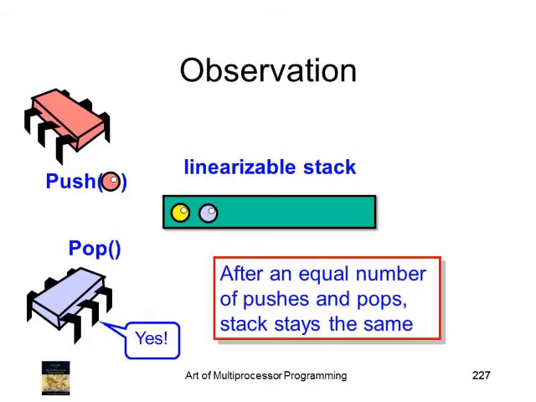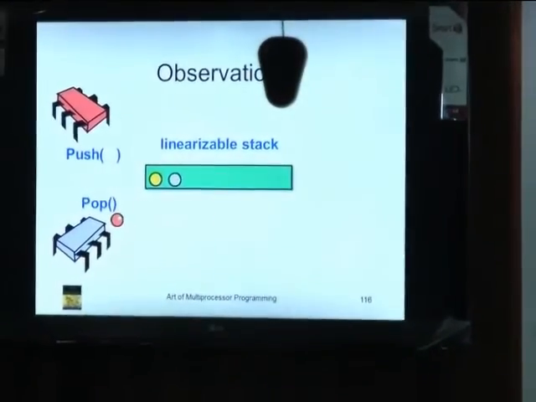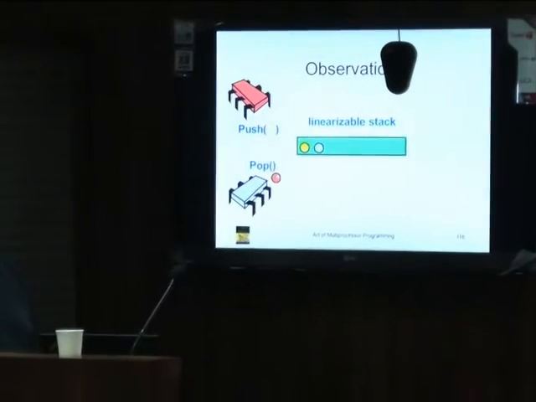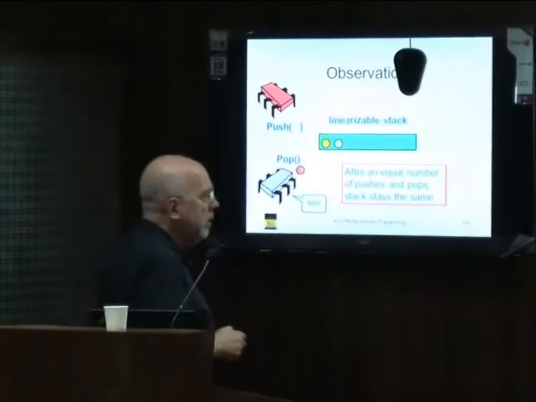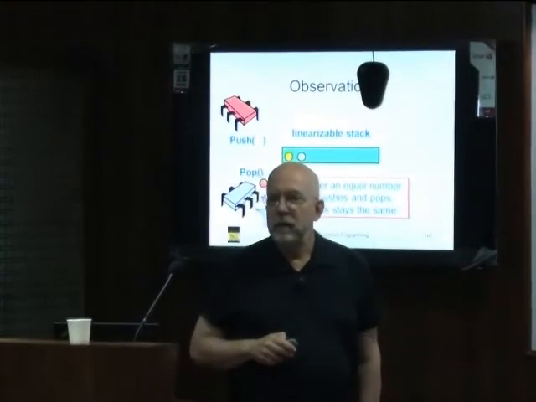So here is the basic idea. We have a linearizable stack here. We have a thread that wants to do a push and a thread that wants to do a pop. So here the push happens, and now the pop happens. And what do we notice? It's the same at the beginning and at the end. The push and the pop cancel each other out. After an equal number of pushes and pops, the stack is the same.